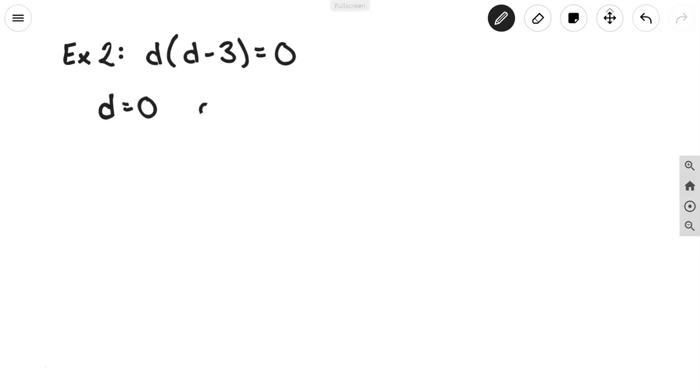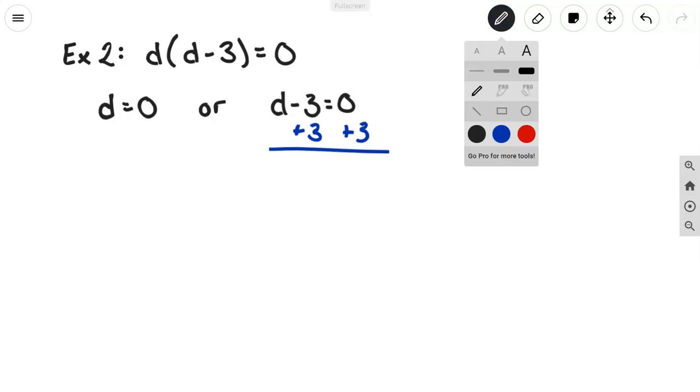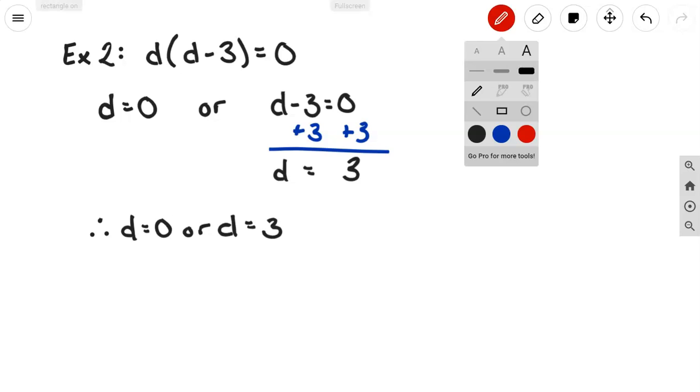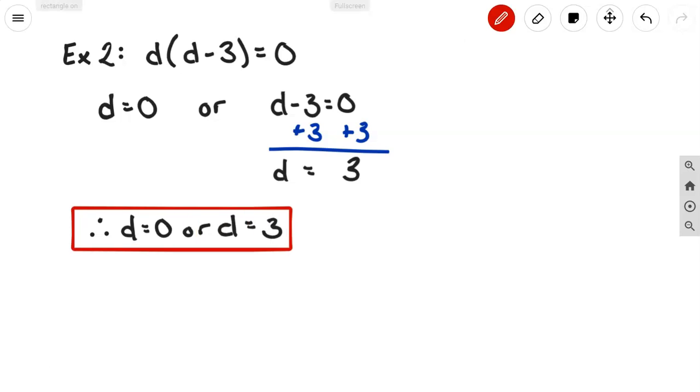In example 2, we're going to see another two things be multiplied and equal to 0. In this case, we have d and d minus 3. Those times each other should equal 0, so that means either one of those two things could equal 0. So d equals 0, that's already done. Go ahead and solve d minus 3 equals 0, and you get d equals 3. Therefore, my answer is d equals 0 or d equals 3, and I'm going to list both. You always have to list both. Either one would make this equation true.